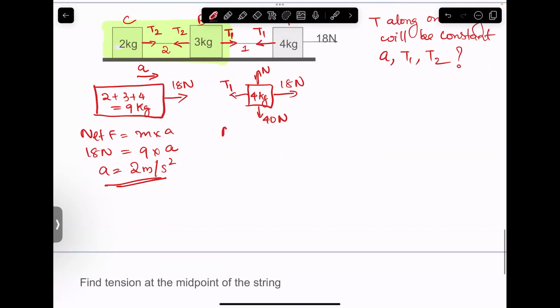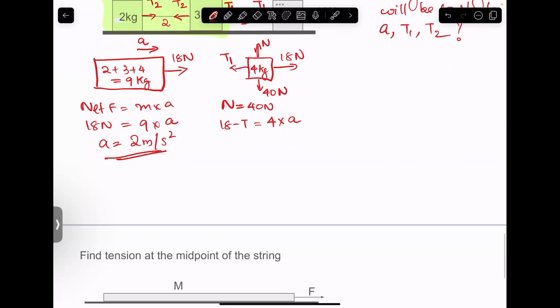Now, in the vertical direction, N equal to 40 Newton. And in the horizontal direction, 18 minus T equals 4 times A. How? Net force equal to mass times acceleration. So T1 equal to 18 minus 4 times A, where A is 2 meter per second square. So that is equal to 10 Newton.